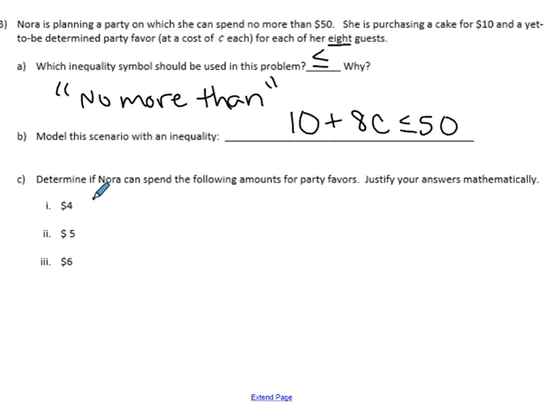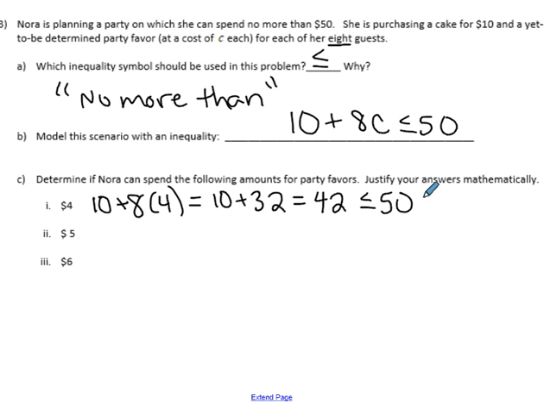Let's plug it in. If we had 10 plus 8 times 4, that would be plugging 4 in for C. Is that going to be less than or equal to 50? Well, let's try. We would do multiplication first. So this would be 10 plus 8 times 4 is 32. So that would equal 42 when we add those together. And is 42 less than or equal to 50? Well, yeah, of course it is. So yes, I'm going to circle number 1. She could spend $4 each on party favors.